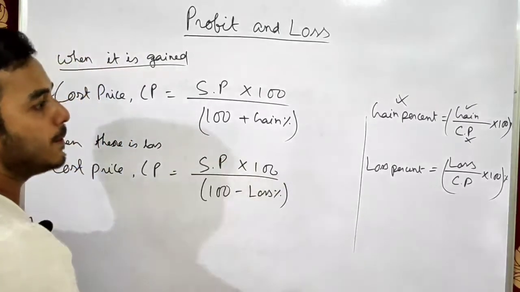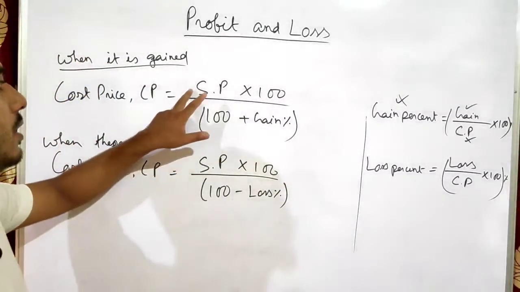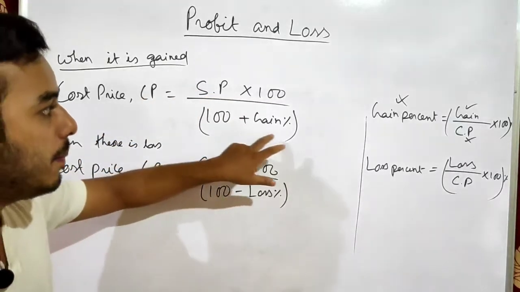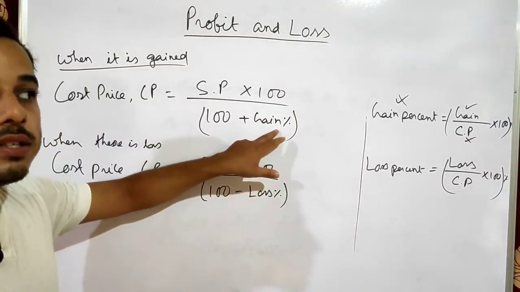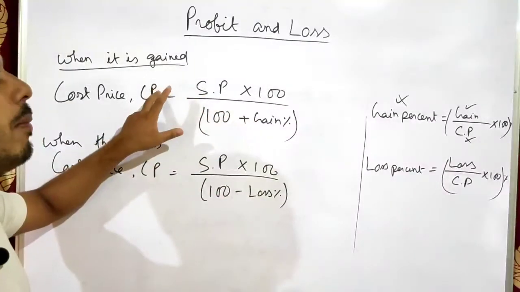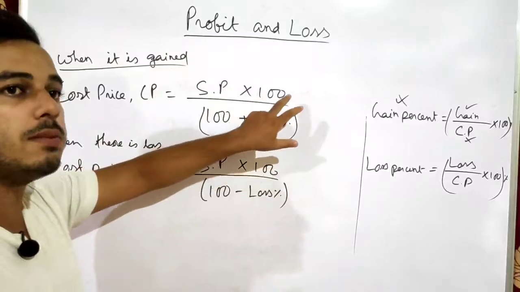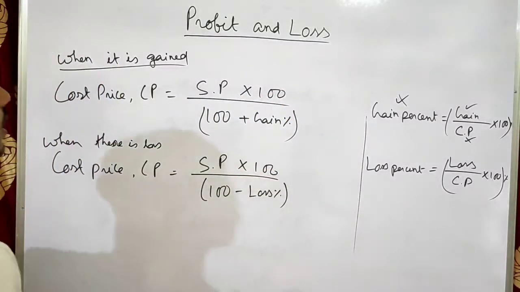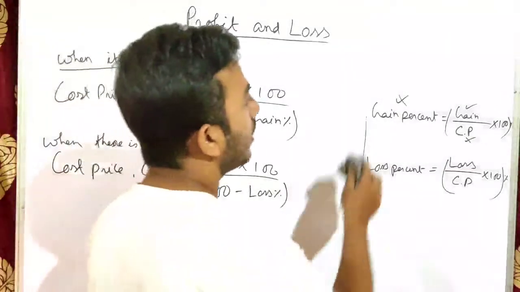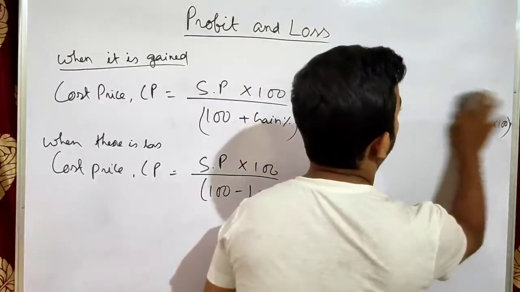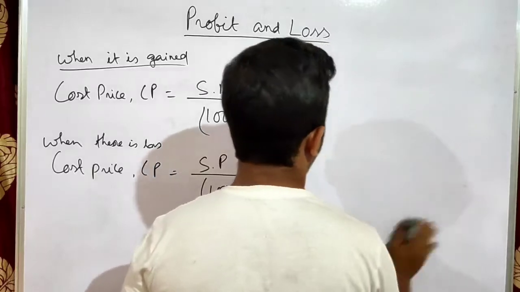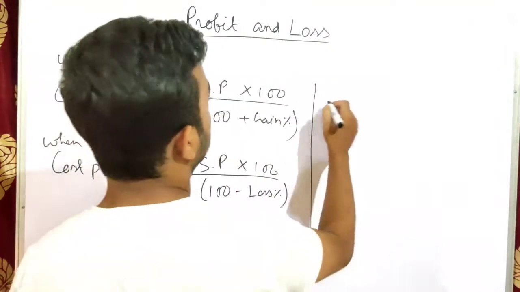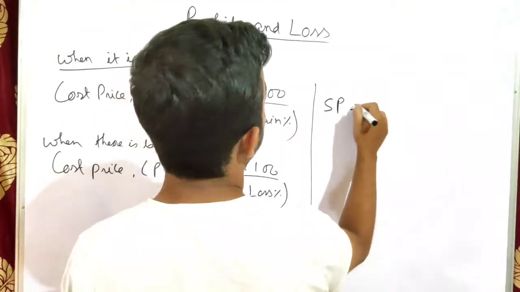So look here, we have to find SP. This 100 plus gain is divided, so when you change the side, it will be multiplied with SP. And here 100 is multiplied, so when you change the side, it will be divided. So can we write SP? That is when gained. When gained, we have to find out SP. SP equals, what will be the result?